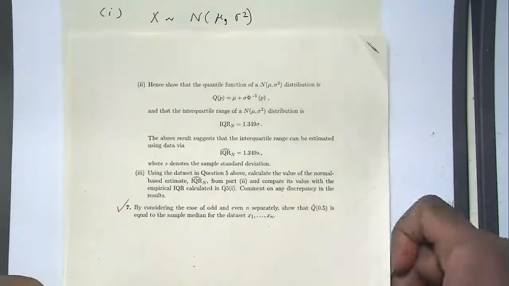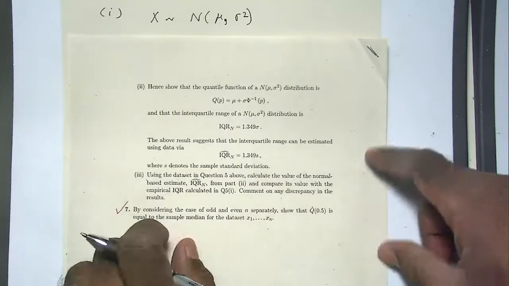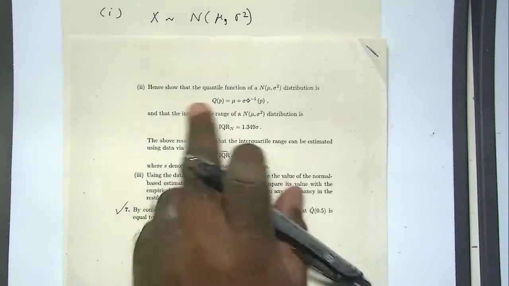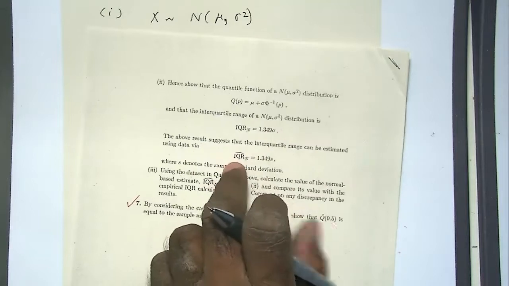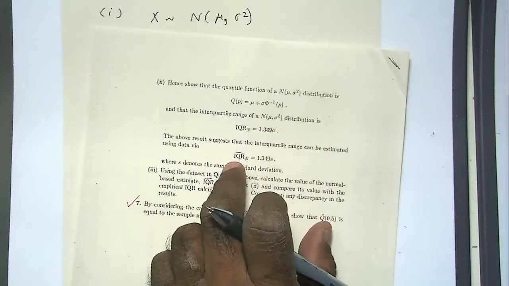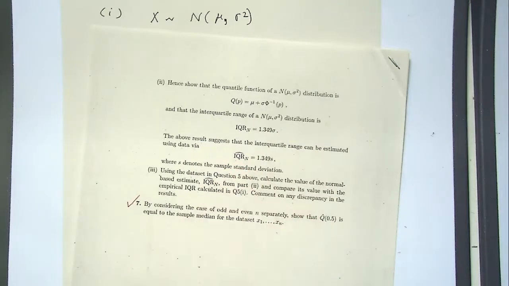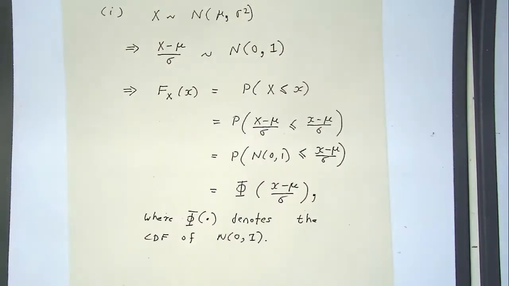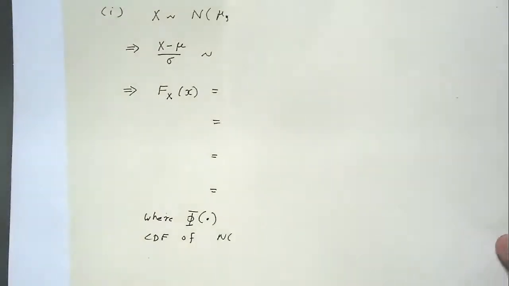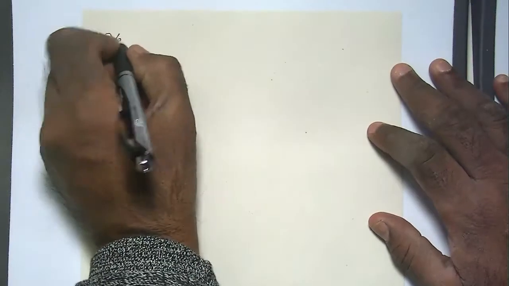Now part 2 is this one. Can you look at part 2 of question 6, guys? Part 2 is to show that the quantile function of this is this, and then the interquartile range is this. All right. There's no need to copy it down. I will scan it after the class. So this is question 6, part 2.